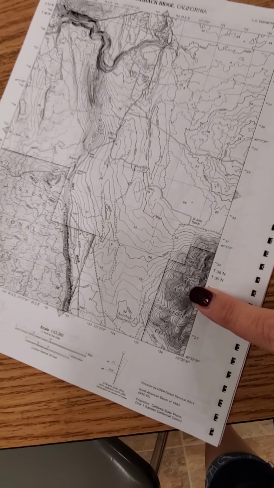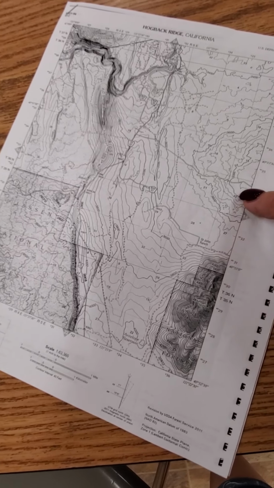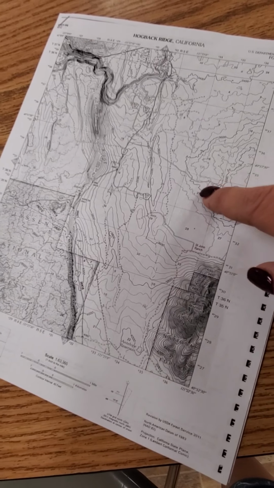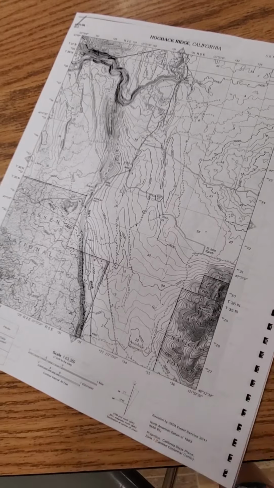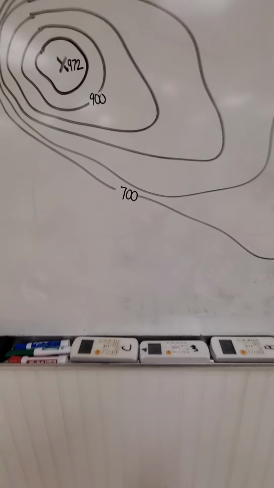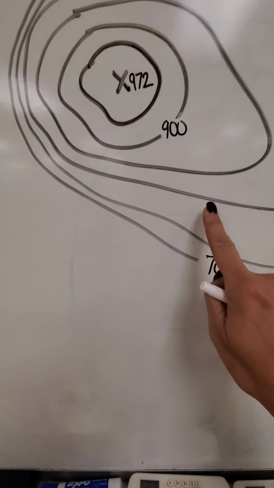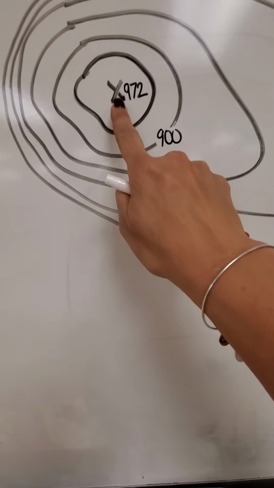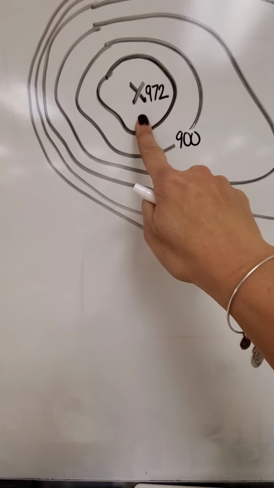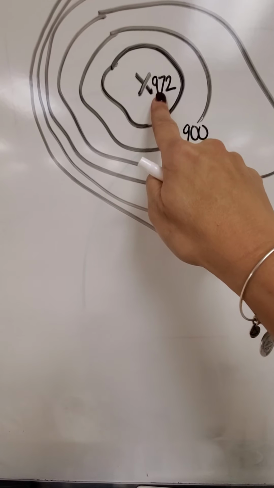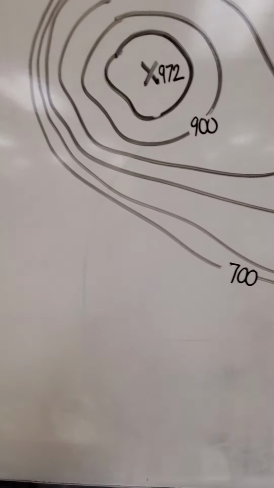Definitely not a place I want to travel. If I'm going to cross from here to here, I'm not going to go this way. I'm going to loop around this way because it's definitely way less in elevation change. So to figure out that interval, we know this is 700 feet. We know this is 900 feet. This is a spot elevation. It gives you the exact elevation of 972 feet at the top of that peak.